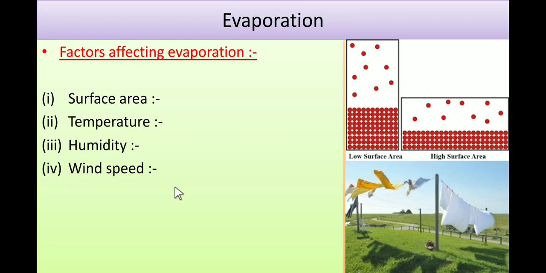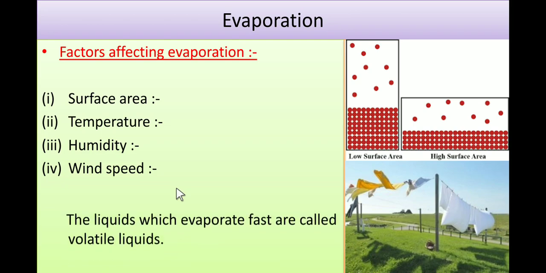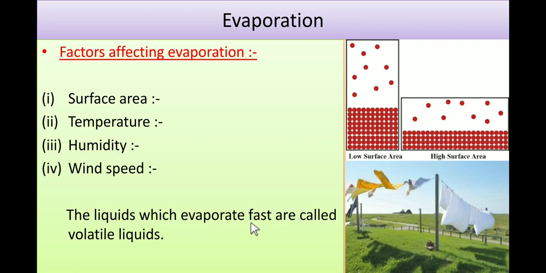The liquids which evaporate fast are called volatile liquids. Overall, evaporation depends on the interparticle attraction between the liquid molecules. The liquids which have very low interparticle attraction evaporate very easily or quickly. These are called volatile liquids.